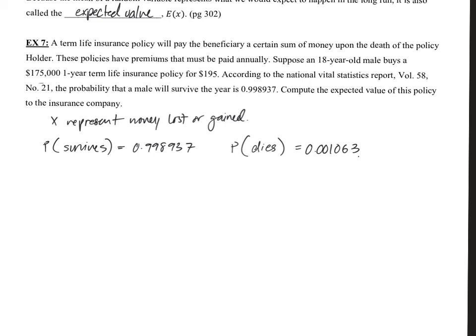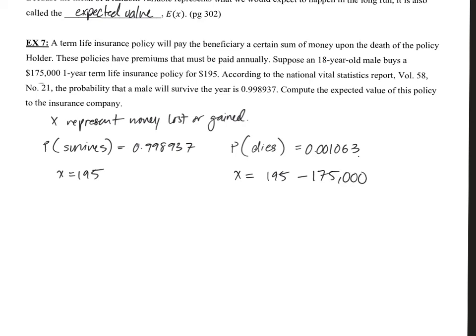Okay, so now what are we looking at? Well, if the client survives, the insurance company gets the money that they would pay, right? So x would be $195. Now, if the person dies, what does the insurance company have? Well, if they die, the insurance company still gets the $195 that person paid them, but they have to end up paying their beneficiary a ton of money, which they really don't want to do.